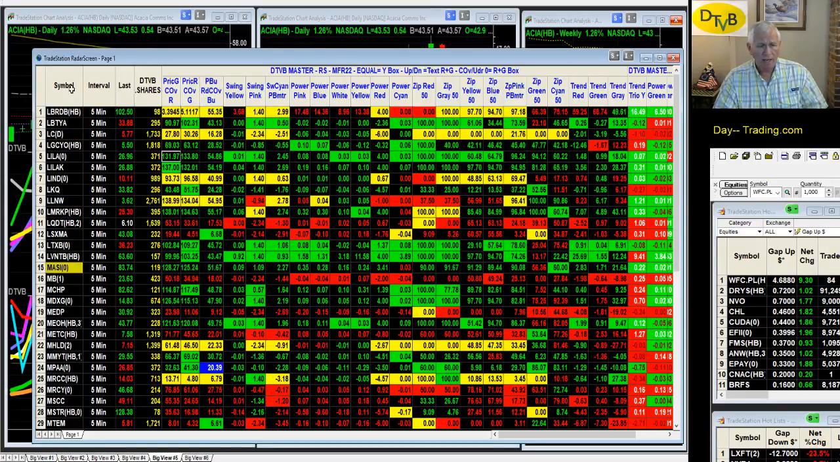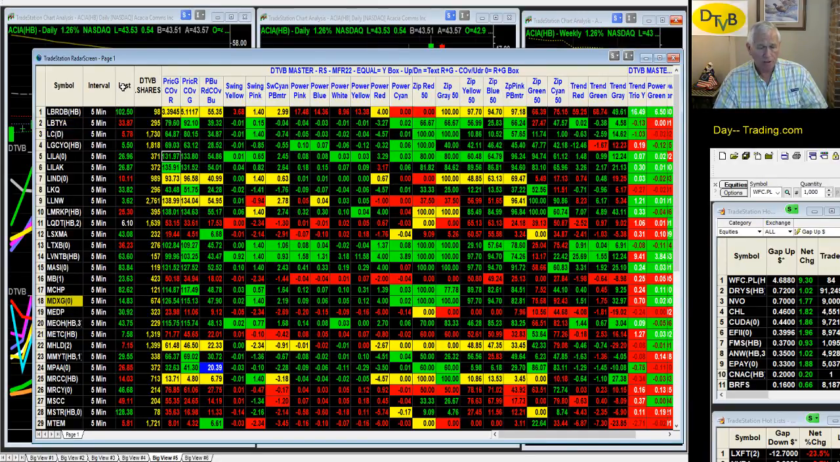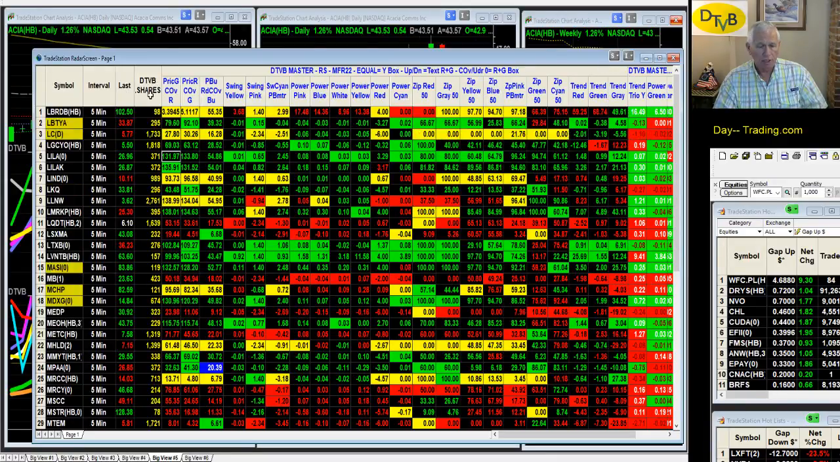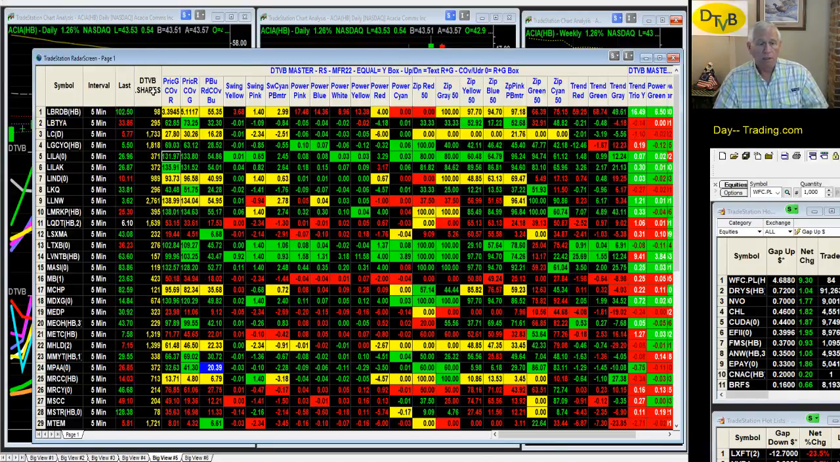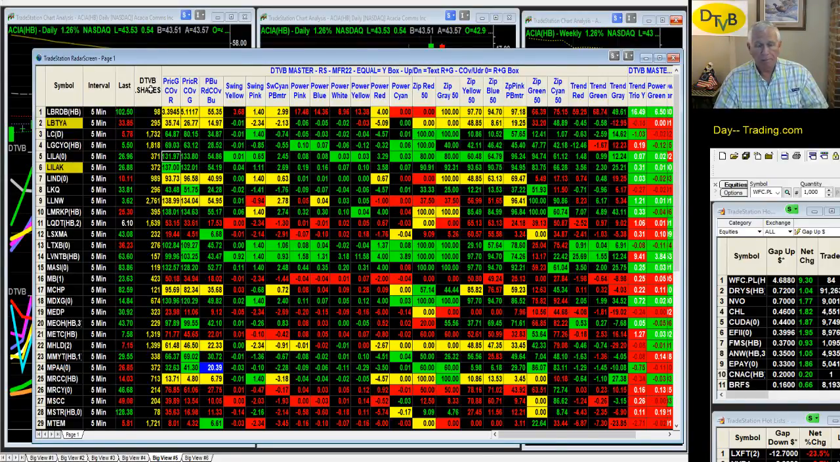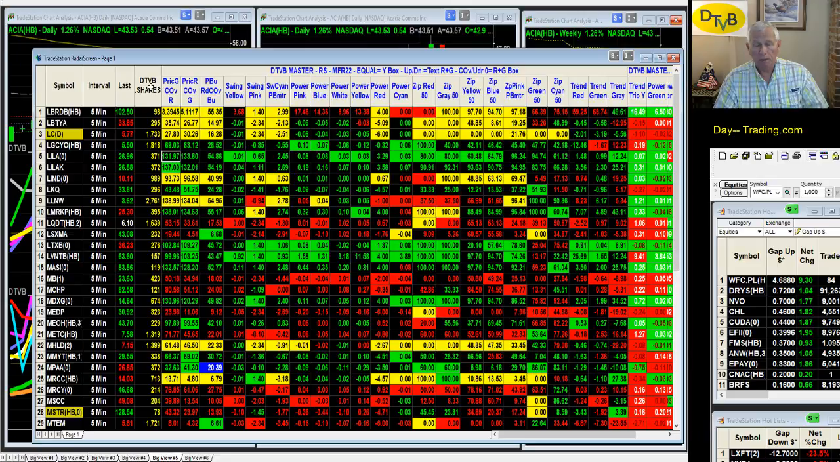Also, this is the standard way that I set up my radar screen. I have the symbol, of course, the interval. In this case here, we're on the 5-minute chart, and then the last giving us the price that it's currently at, and then the number of shares that you can trade using a dollar amount as a basis each time you pull the trigger. And I think I have it currently set at $10,000. It's usually where I keep it.